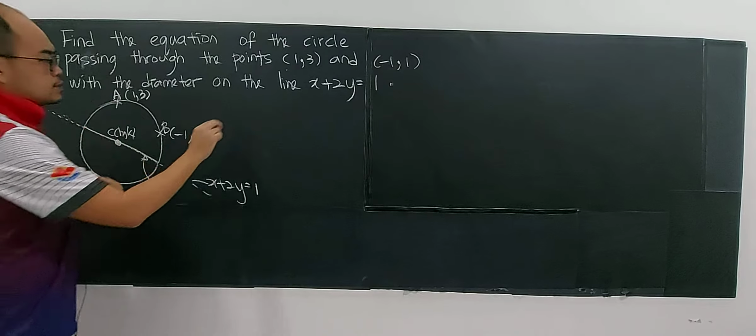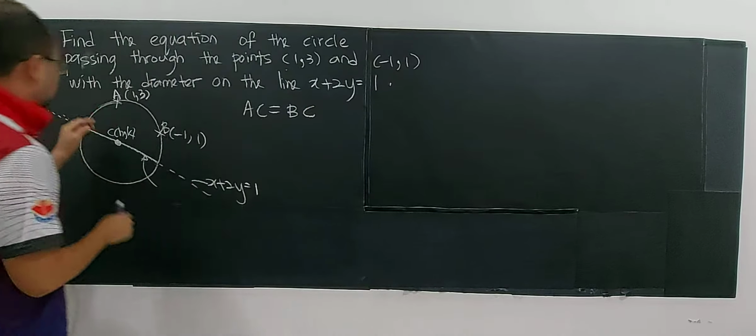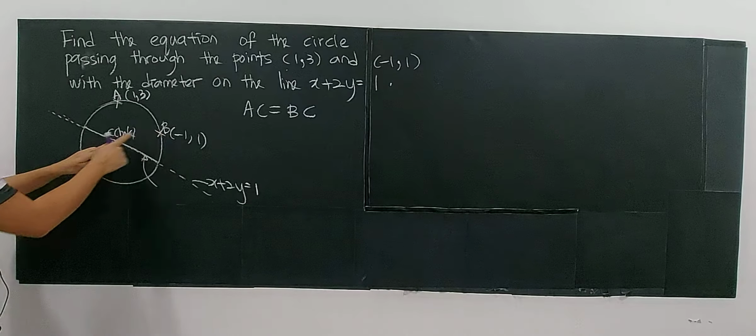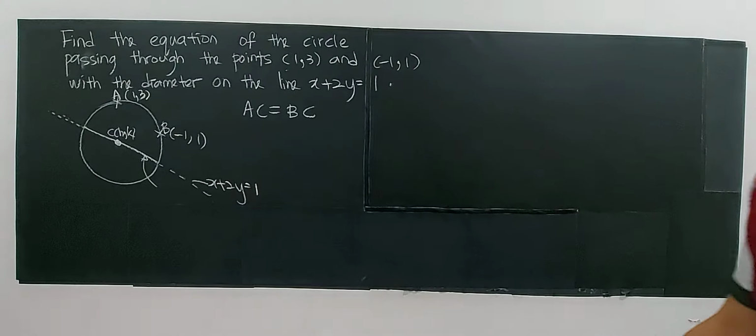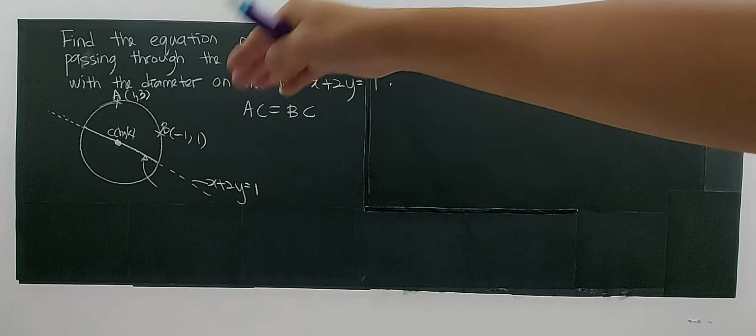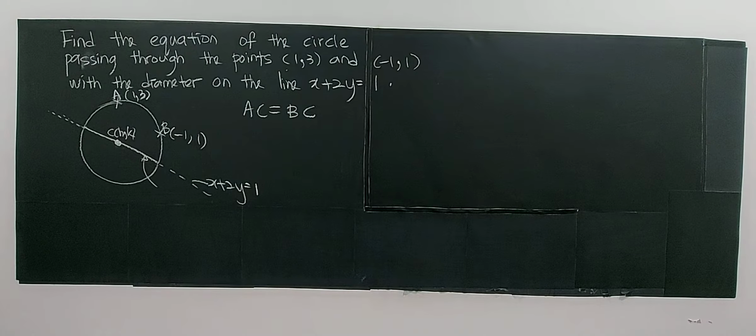So the distance AC is definitely the same as the distance from B to C. A to the center is the same as B to C, meaning I'm using the concept of radius. AC and BC are radii of the same circle, so definitely these two will be the same.